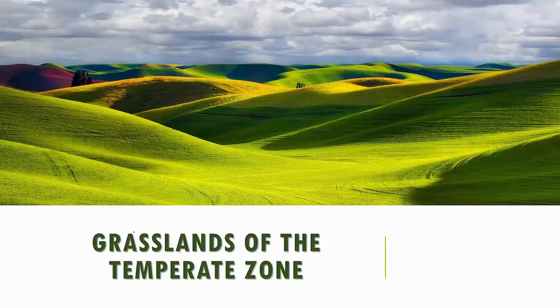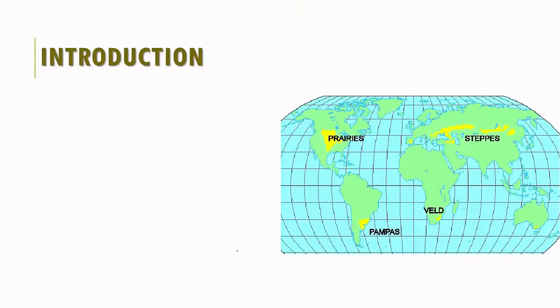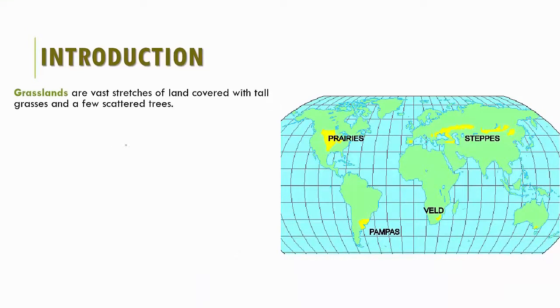Hello everybody, in this video we will be starting with a new chapter which is Grasslands of the Temperate Zone. Now what is a grassland? Grasslands are the vast stretches of land covered with tall grass and a few scattered trees. So if you see a grassland, there'll be hardly a few trees here and there and the rest of the land is all covered with tall grasses.